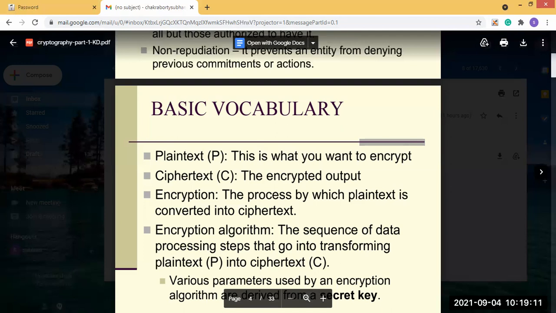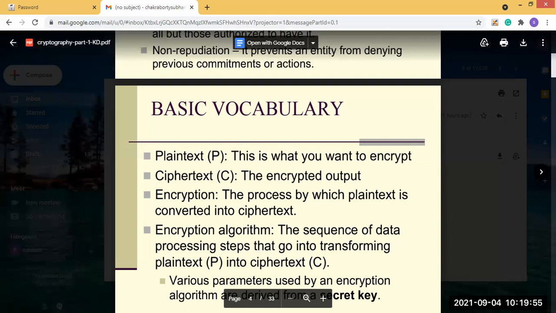Now, encryption is the process by which plain text is converted into ciphertext. Through encryption, we convert plain text to ciphertext. And what is an encryption algorithm? An encryption algorithm is the sequence of data processing steps that go into transforming plain text into ciphertext. This is the encryption algorithm.